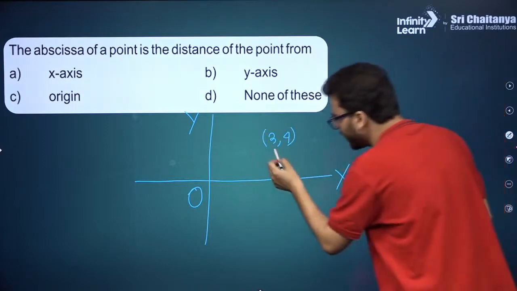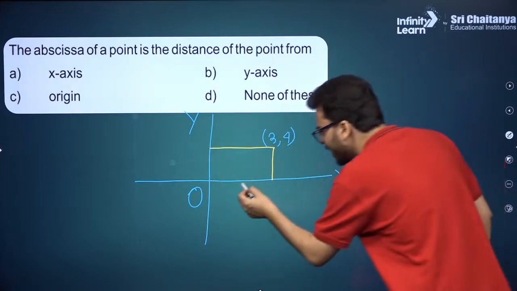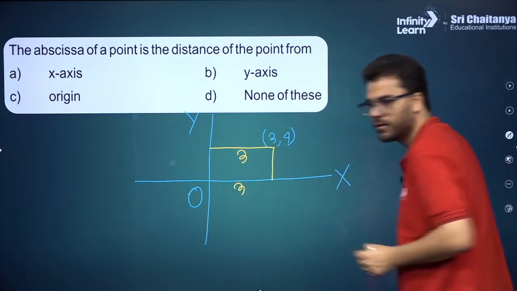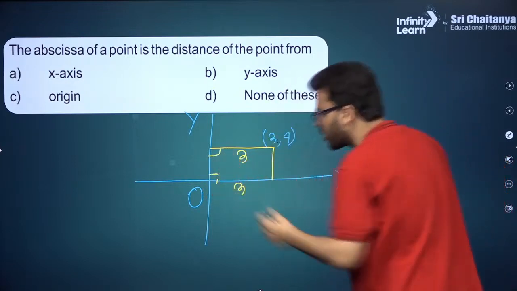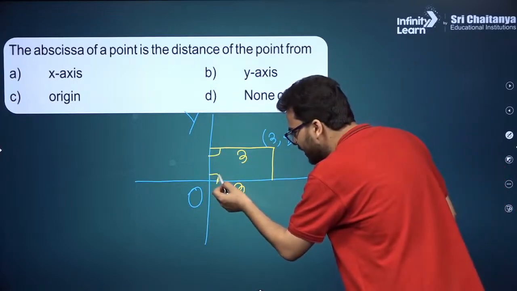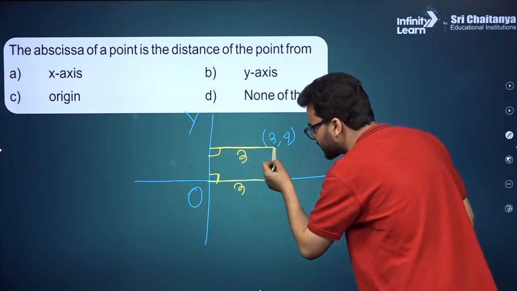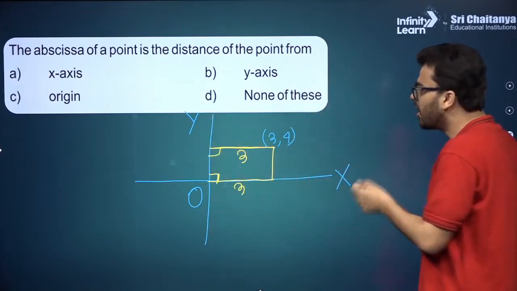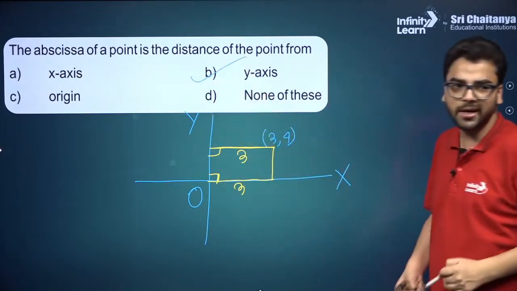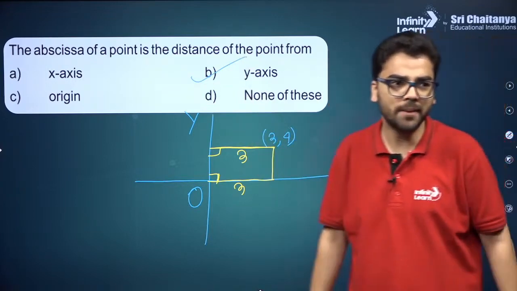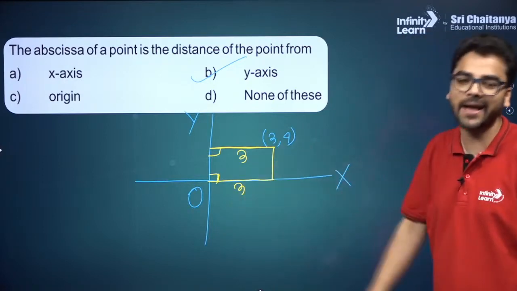Now what does it mean? You see it properly over here. What is 3 over here? This is 3 or not? So what is abscissa? It is the perpendicular distance from y-axis or not? Use your logic. Isn't this the perpendicular distance from y-axis, guys? So abscissa of a point is the perpendicular distance from y-axis. You got that logic? Abscissa of a point is the perpendicular distance from y-axis only.